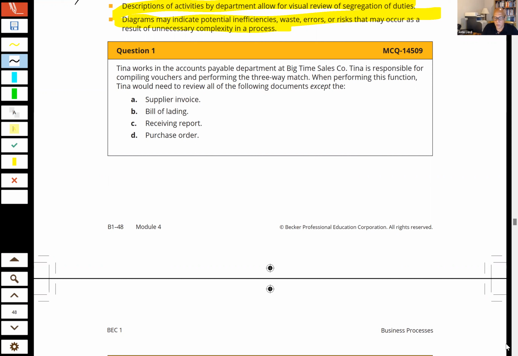The invoice, the receiving report, the purchase order are documents that we're going to have in our possession, and Tina would be looking at those to make sure that it is a valid payment that's being made. The details of what's included in a package may not be as relevant to Tina's analysis here. So most of us got it right. The answer here is B. Okay, all right, good. Let's look at our last question.